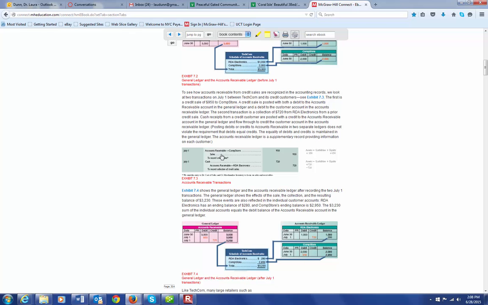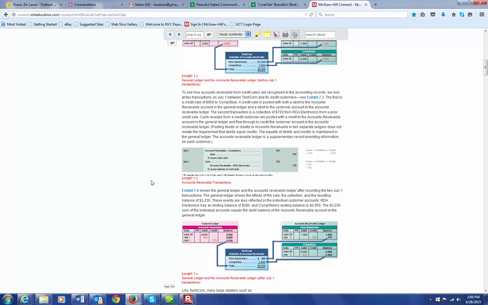Now when this person pays you, you're going to get cash, and so you debit cash because your cash is increasing, and that's an asset. But you credit accounts receivable because you no longer have this much in accounts receivable. It is being reduced. So debit to cash to increase the cash you have, but a credit to accounts receivable to decrease the amount of accounts receivable.